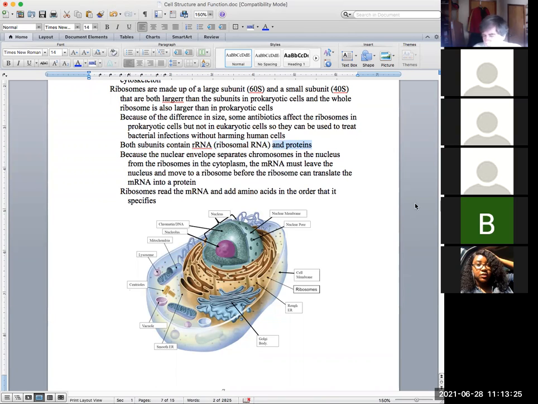So the second step in making a protein in a eukaryotic cell, the instructions are on the genes, which are part of the chromosomes in the nucleus. And then we make a copy of those instructions, messenger RNA, and we send that out to a ribosome, and the ribosome makes the protein.